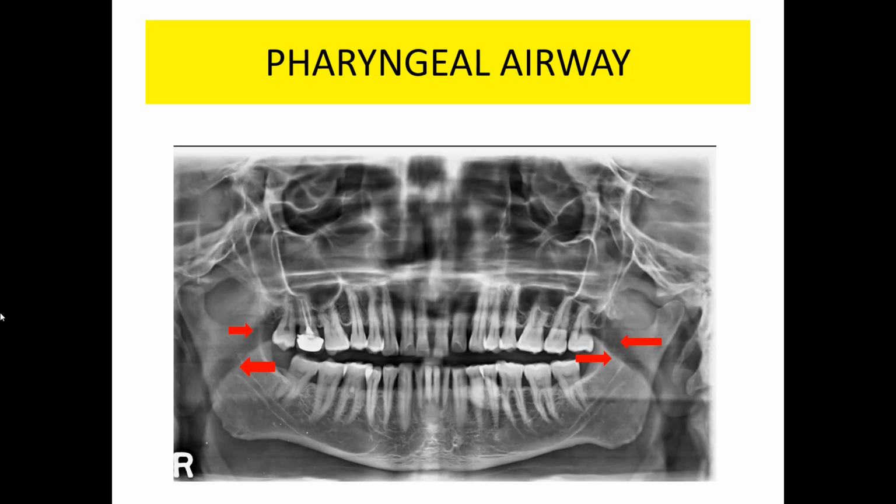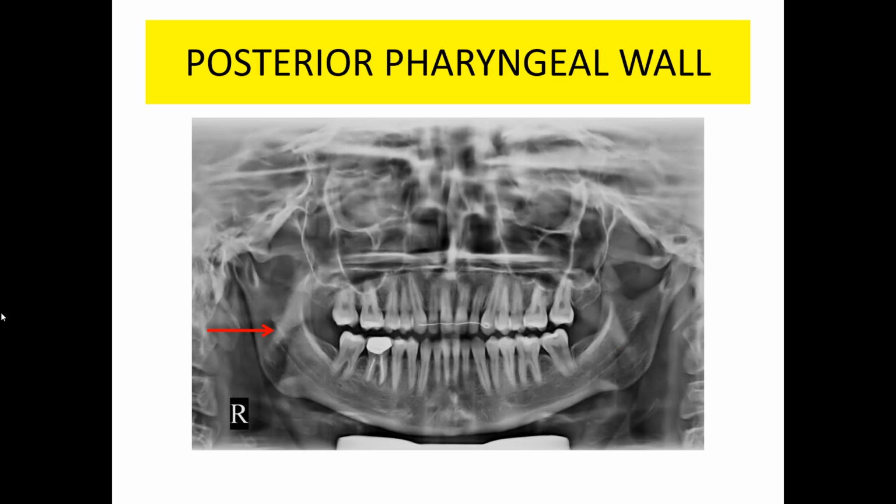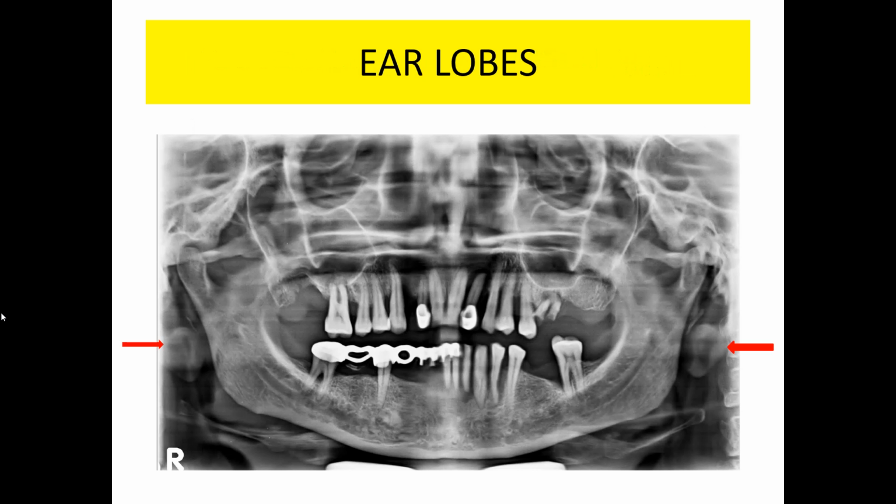Now, the pharyngeal airway is seen on both sides on OPG. They are broad radiolucent bands on either side. In the ramus region, it may be mistaken for a lesion. Now here, the posterior pharyngeal wall is seen as a radiopaque line near and beyond the soft palate area.